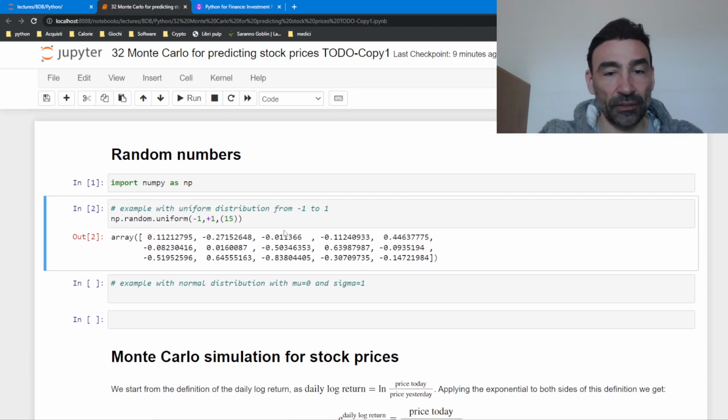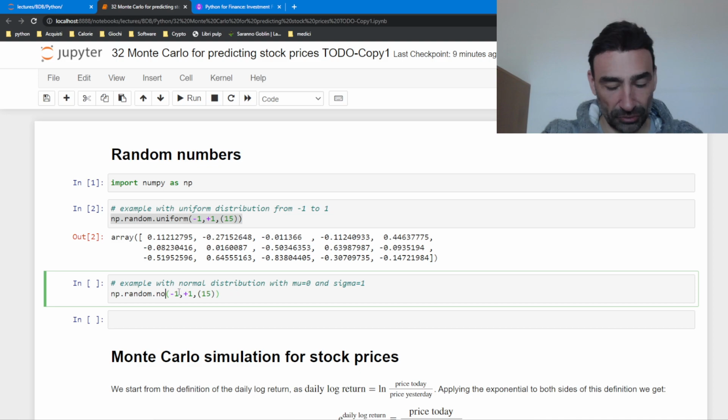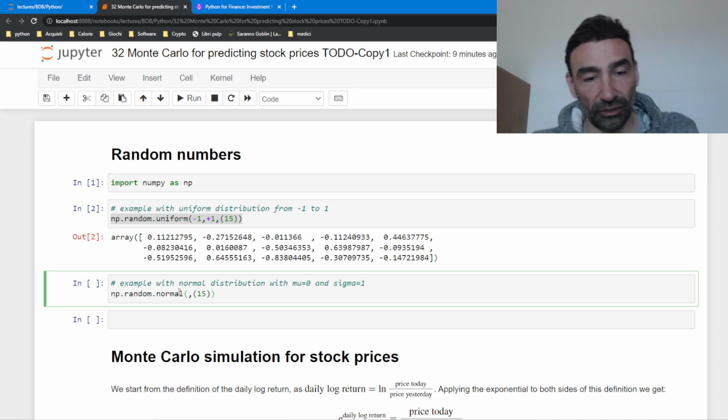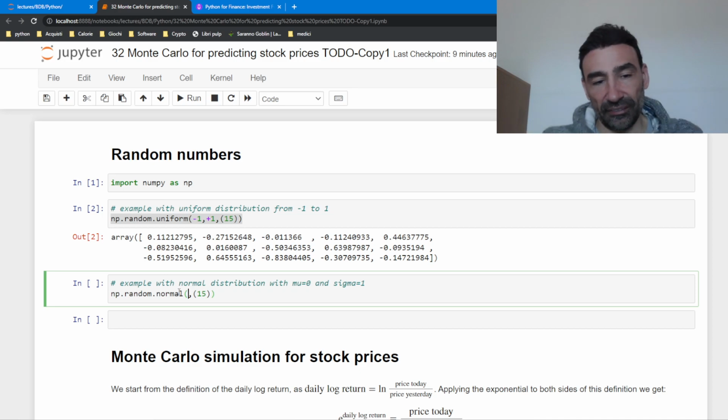Okay, same thing, but this time we will take them from a normal distribution. So as you can easily guess, you just change uniform to normal. For the normal distribution, you have to specify the two parameters of the normal distribution. Again, if you don't have any idea what mu and sigma are in a normal distribution, please look on Wikipedia and try to get a clear idea of what parameter mu, the average of the normal distribution, is, and what parameter sigma, the standard deviation of the normal distribution, is. We'll take a normal distribution centered around 0 with a standard deviation of 1.